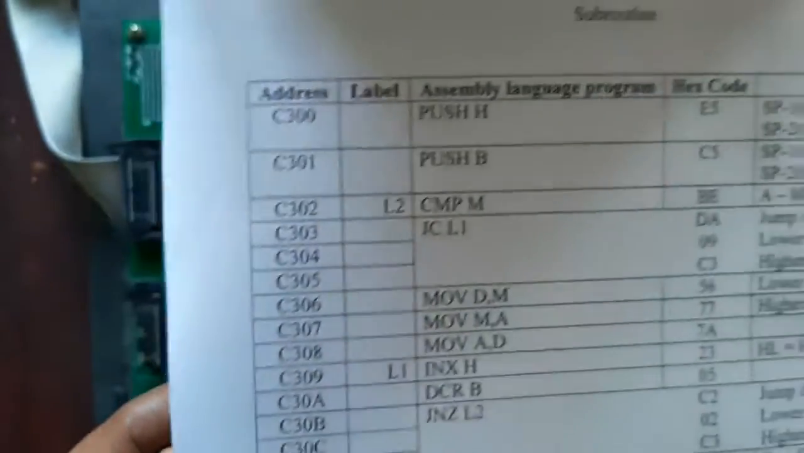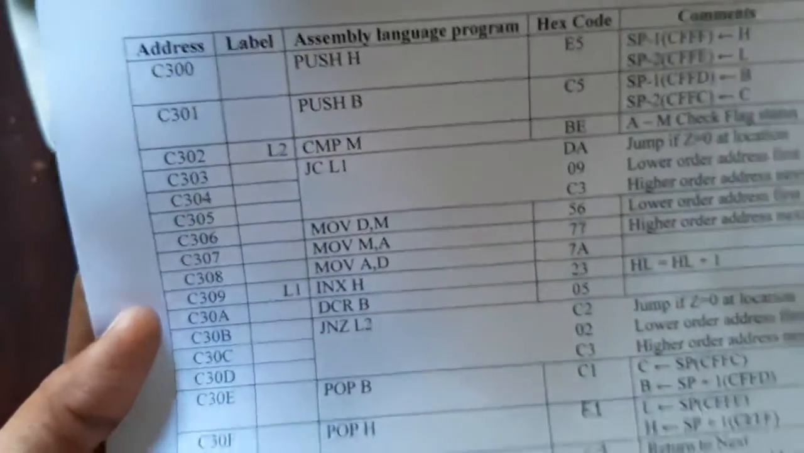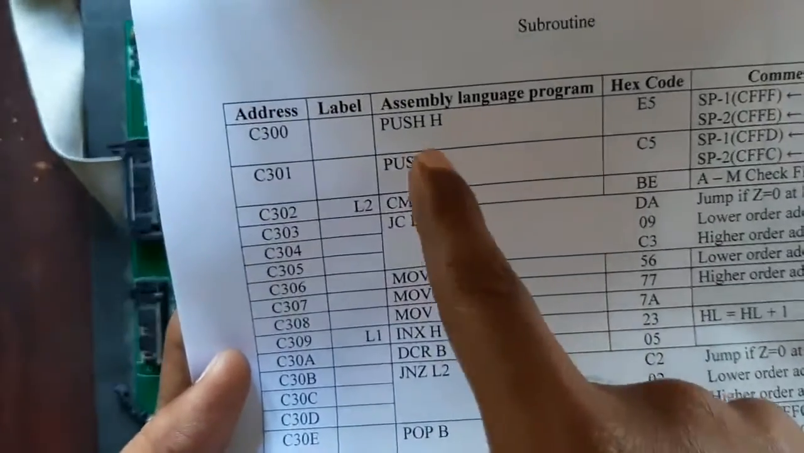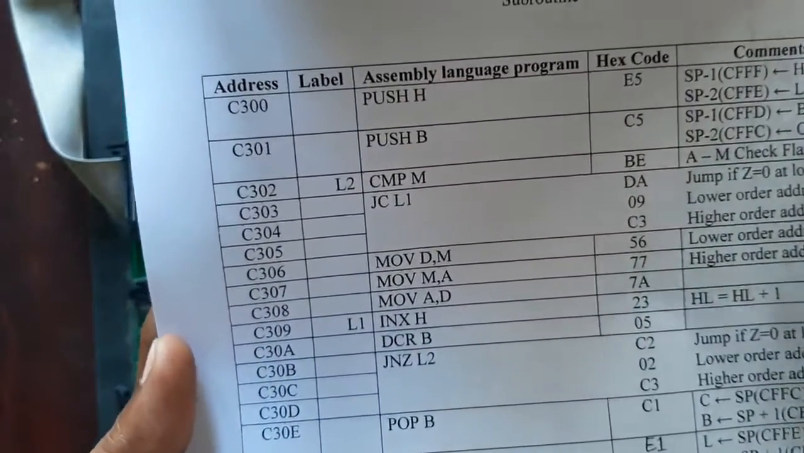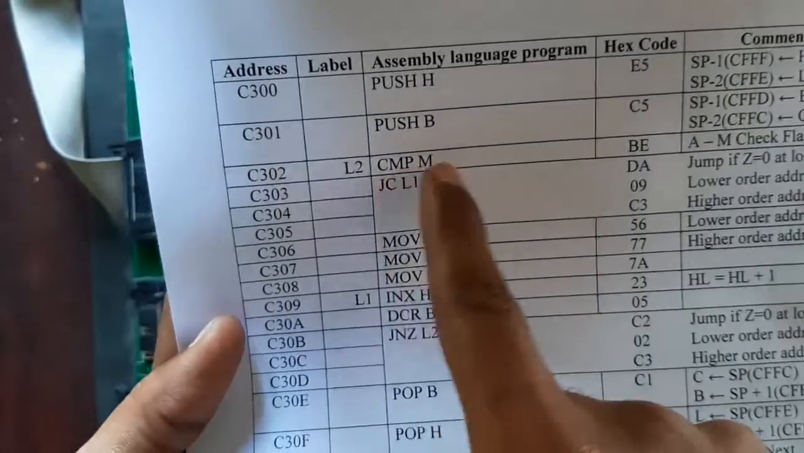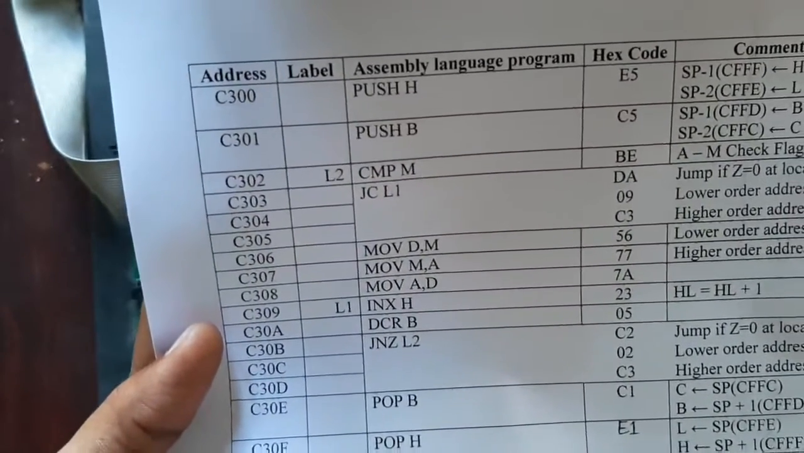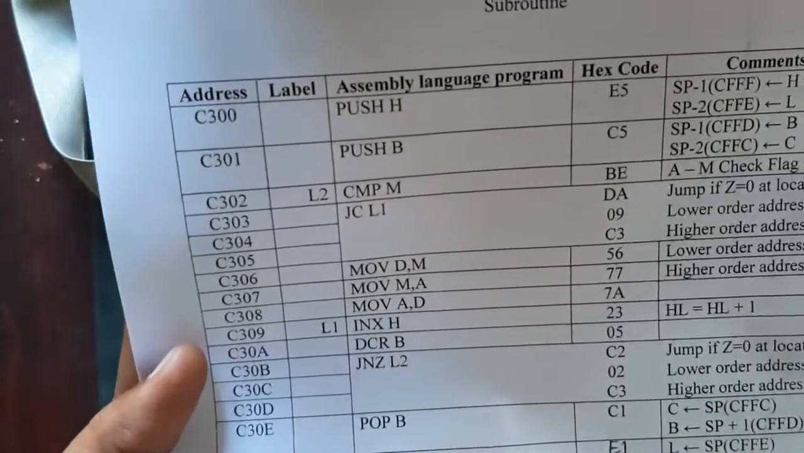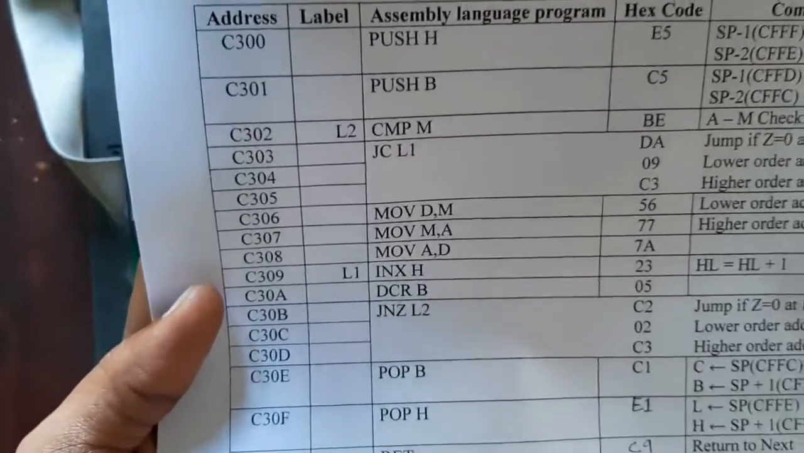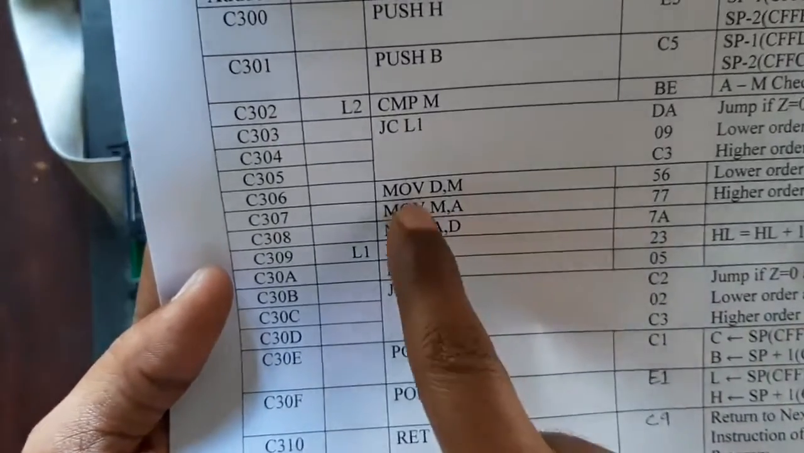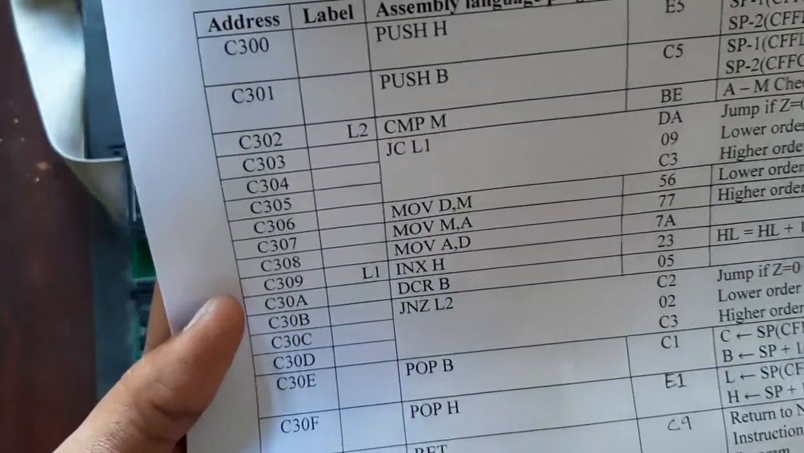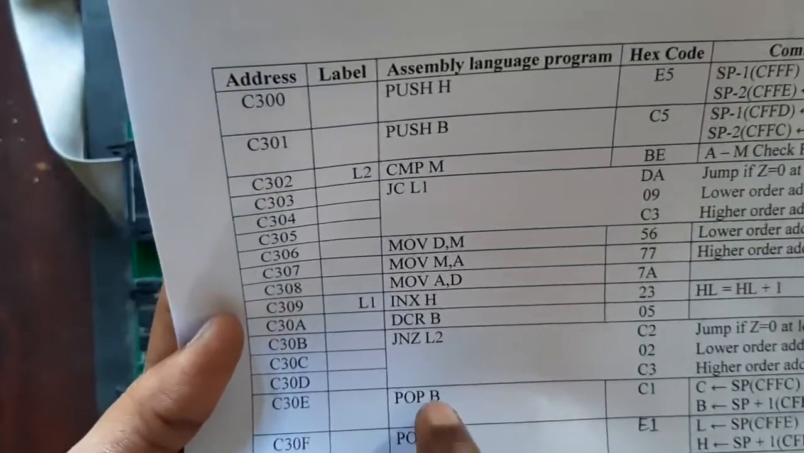Here we can see the subroutine program, which starts from address C300. First I am loading the values of H and B, so they are kept intact. Then the comparison is made, and if there is a carry, it will jump to a location, meaning the number is smaller. If the number is greater, then we will exchange the values using the instructions written there. Finally we will take the actual values back from B and H.